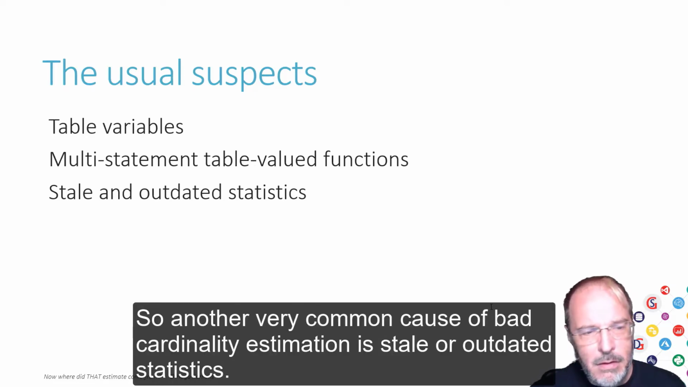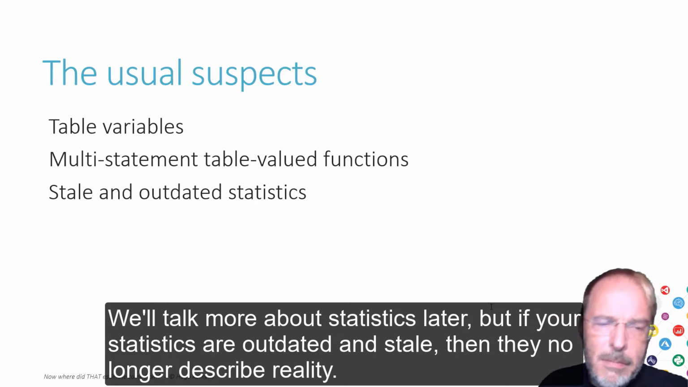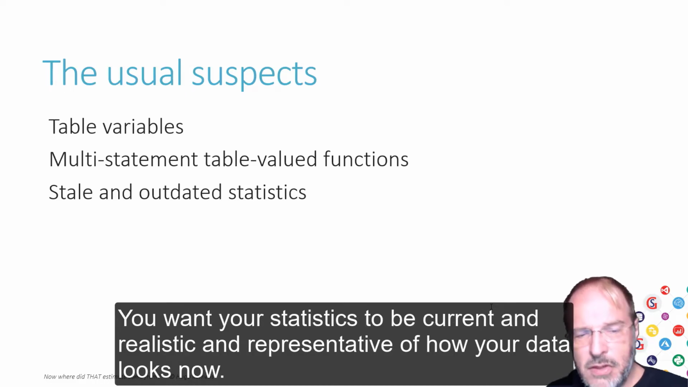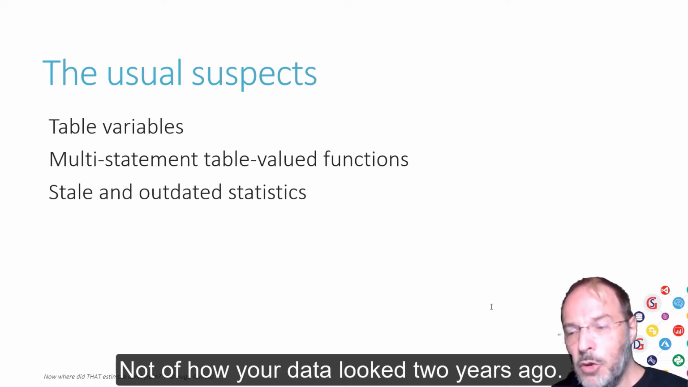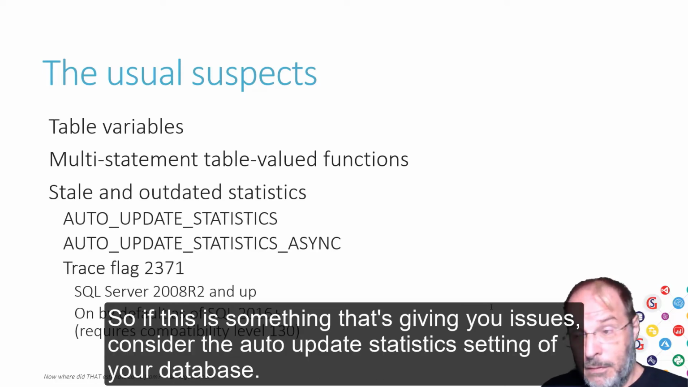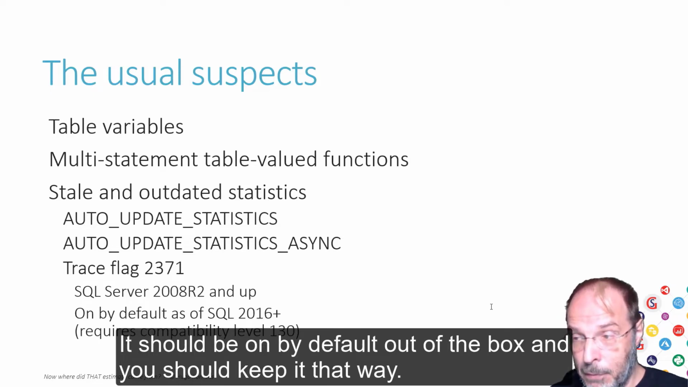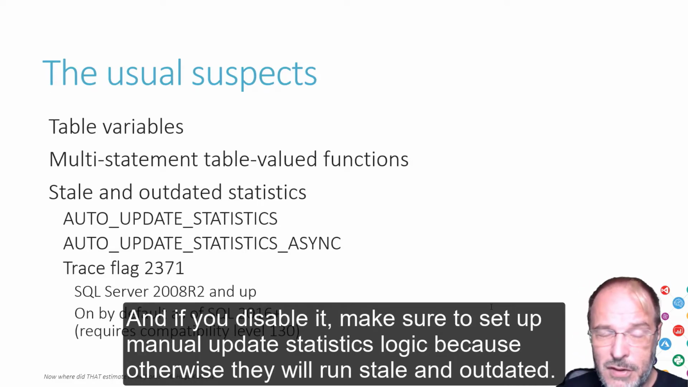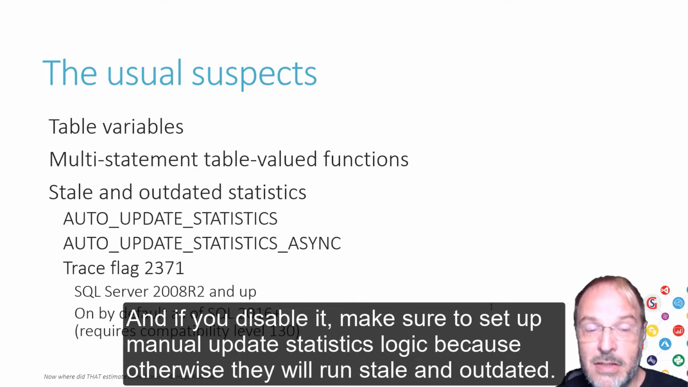So another very common cause of bad cardinality estimation is stale or outdated statistics. We'll talk more about statistics later, but if your statistics are outdated and stale, then they no longer describe reality. You want your statistics to be current and realistic and representative of how your data looks now, not of how your data looked 2 years ago. So if this is something that's giving you issues, consider the auto update statistics setting of your database. It should be on by default out of the box, and you should keep it that way. Do not disable this unless you have a very specific reason to, and if you disable it, make sure to set up manual update statistics logic, because otherwise they will run stale and outdated.